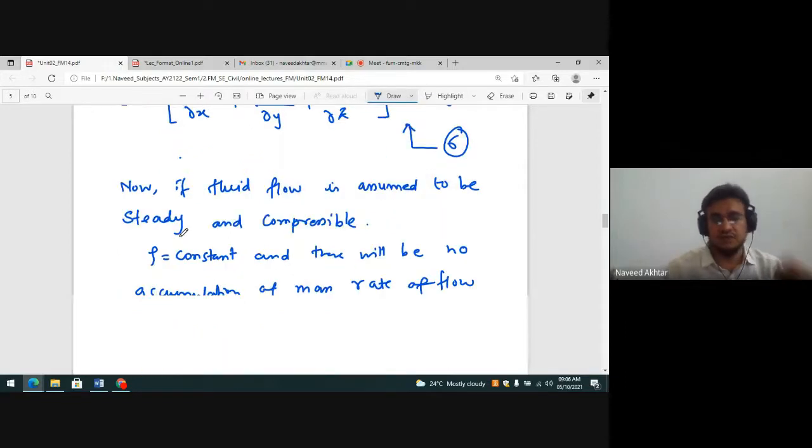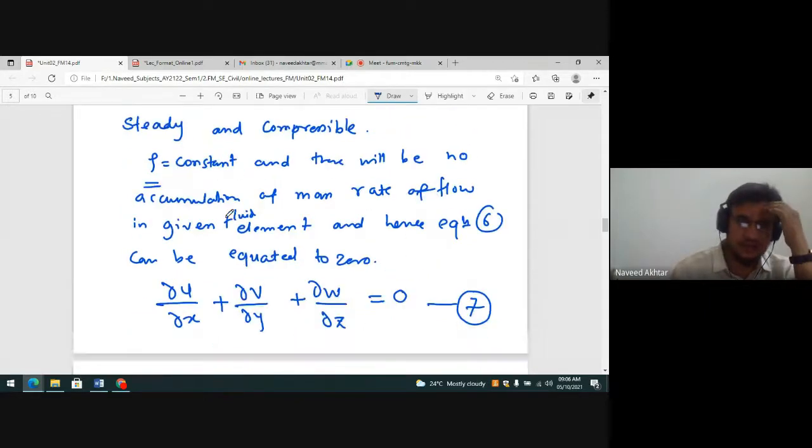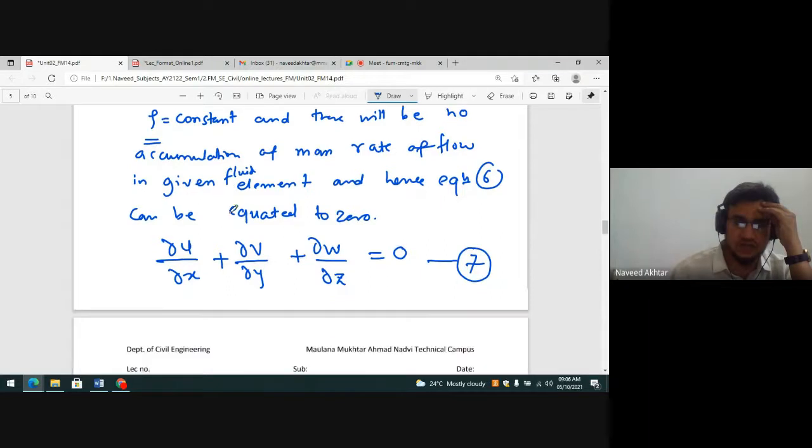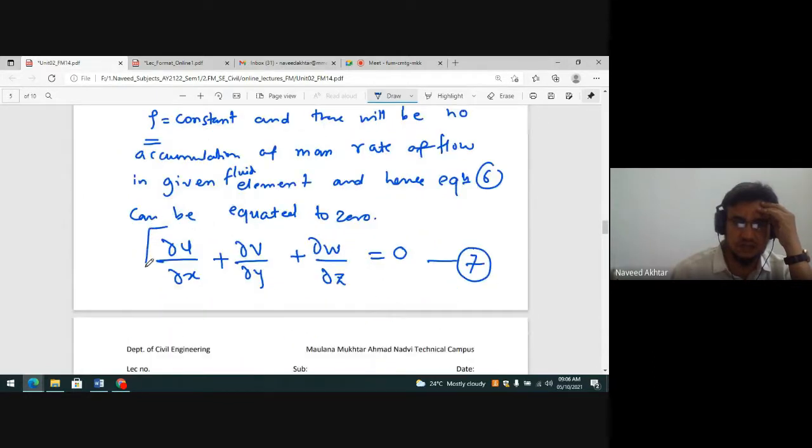Now, if the fluid flow is assumed to be steady and incompressible, it means that your rho is constant, density is constant, and there will be no accumulation of mass rate of flow in the given field. So it can be written that dou rho u by dou x plus dou rho v by dou y plus dou rho w by dou z is equal to 0. This equation number 7 is nothing but the continuity equation in the three-dimensional flow, that is dou rho u by dou x plus dou rho v by dou y plus dou rho w by dou z is equal to 0.